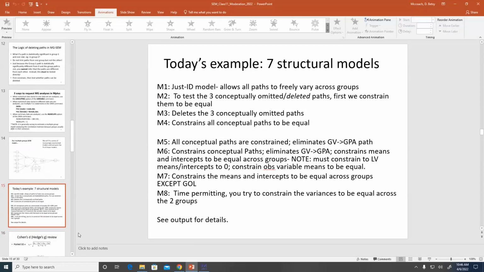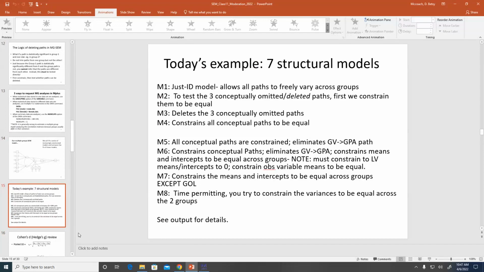And then in our model 5 today, once we've constrained all our paths to be equal, we find a conceptual path, the same one from way back: goal valuation to GPA was not statistically significantly different from 0 when we were doing it in a single group model. We're going to see, can we eliminate that path? And then we're going to look at whether we can constrain means and intercepts to be equal across the groups.